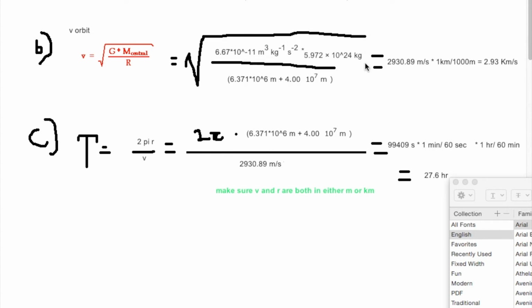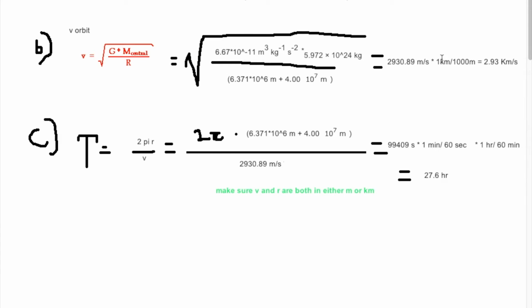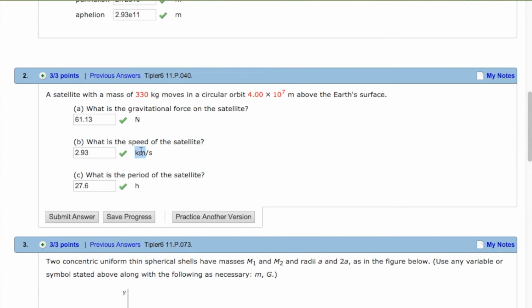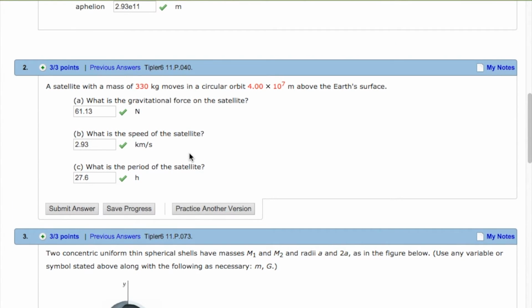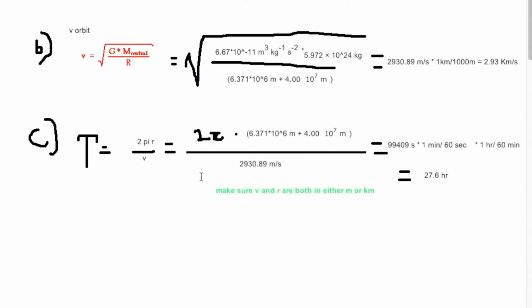That equals this many meters per second, which you can multiply by 1 kilometer and divide by 1,000 meters. Because you multiply by this ratio, you can get it into kilometers per second, which is what the problem asks. What is the period of the satellite?